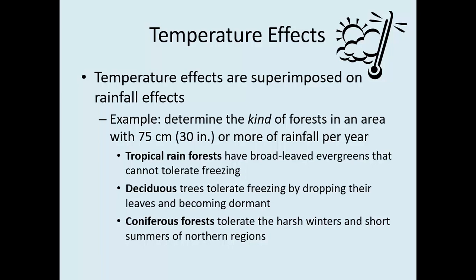So for an example here, there are three different types of forests that receive about 30 inches or slightly more of rainfall per year. That's tropical rainforests, deciduous forests, and coniferous forests. Within these tropical rainforests, there are some that have very broad-leafed evergreen trees. So these are trees that stay green all year. They don't drop their leaves, but they're very big, broad leaves, and these leaves cannot tolerate freezing. So this area might only receive 40 inches of rainfall per year, but it stays warm year-round, and so that determines that it's a tropical rainforest.